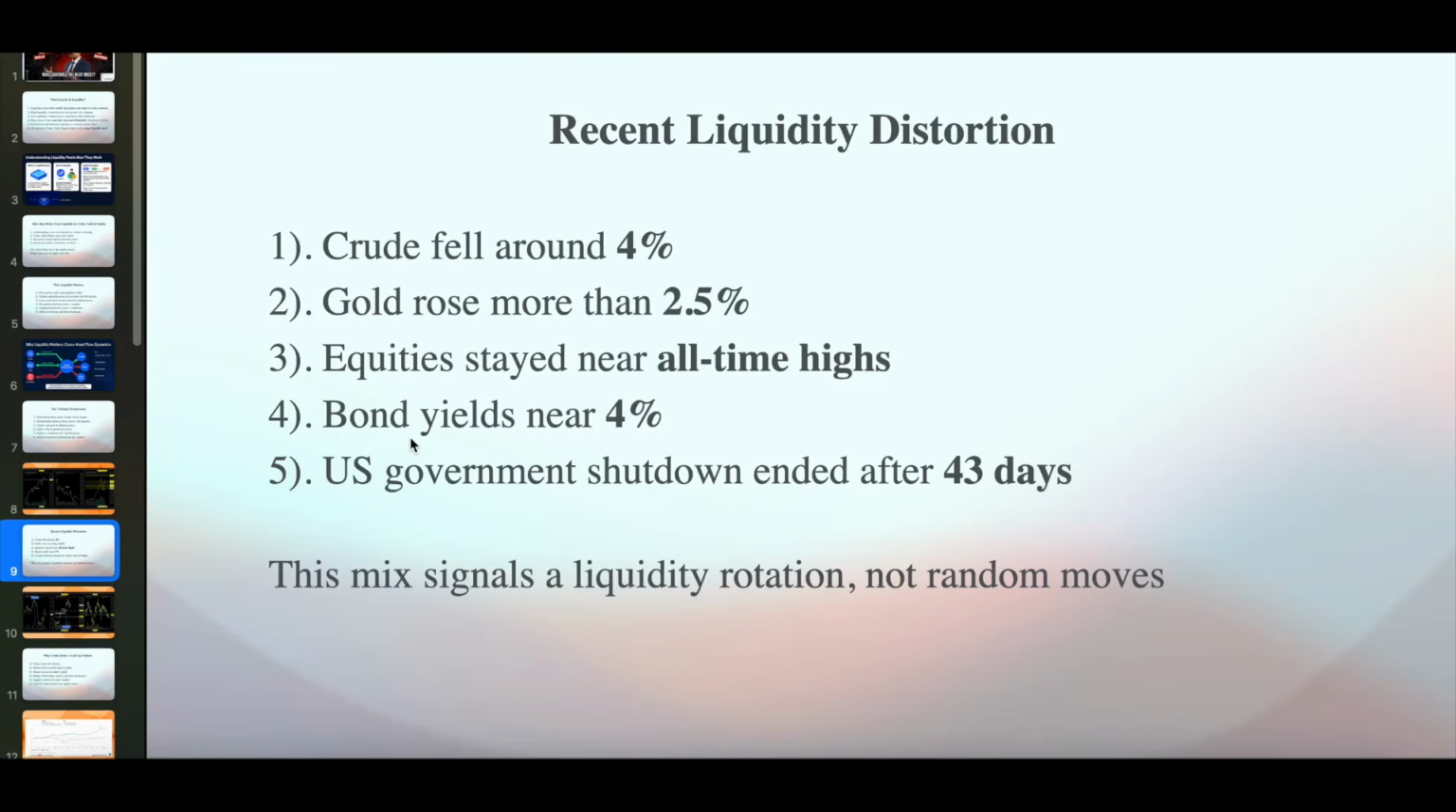So this is the combination where retail sees this and says the market looks weird. But what the professionals say here is liquidity rotation: money left the crude, jumped to gold, and the equities are up due to short covering. So yields are up due to macro risk. So because of the macro risk, on Thursday you can see bonds rise 1.5 to 2% as well. In total, weekly, you can see a 4% rise. There was some news, US government shutdown ended after 43 days. So this is a mixed signal, a liquidity rotation, not a random move.